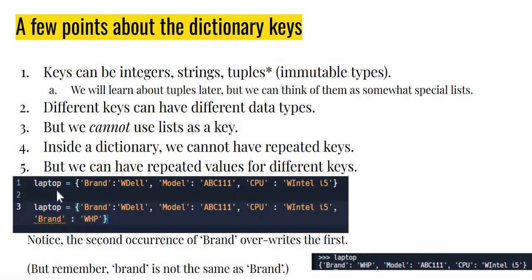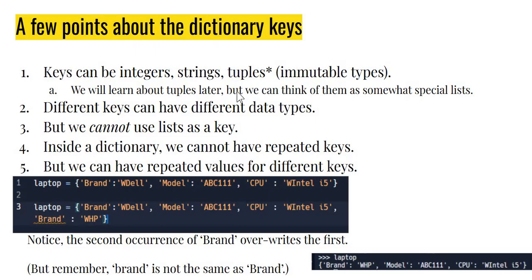Remember, we have previously created a dictionary called laptop, which was representing a laptop for us. This had three keys: brand, model, and CPU. You notice that all these keys are in fact strings. However, this need not always be the case. We can have integers as keys. We can have tuples as keys.